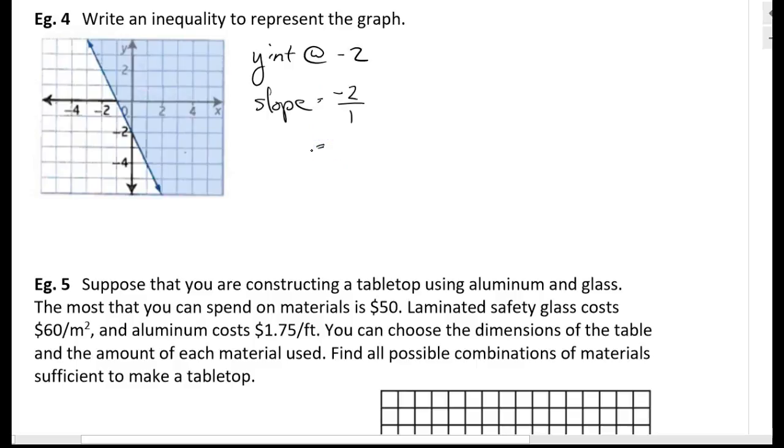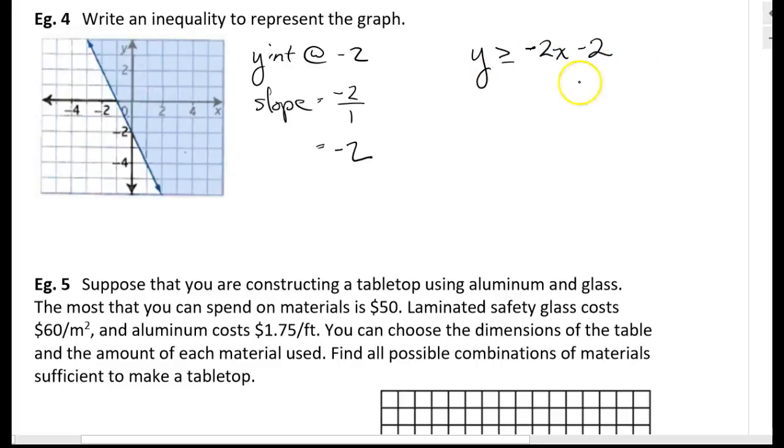When we're determining our run, always go from left to right, just good convention to make sure that we don't mess up our signs. Okay, so we go down 2 over 1, -2 divided by 1 is -2. It's going to be possibly equal to, because I've got a solid line. From my line, I would move upwards, so y is going to be greater than or equal to -2x minus 2.